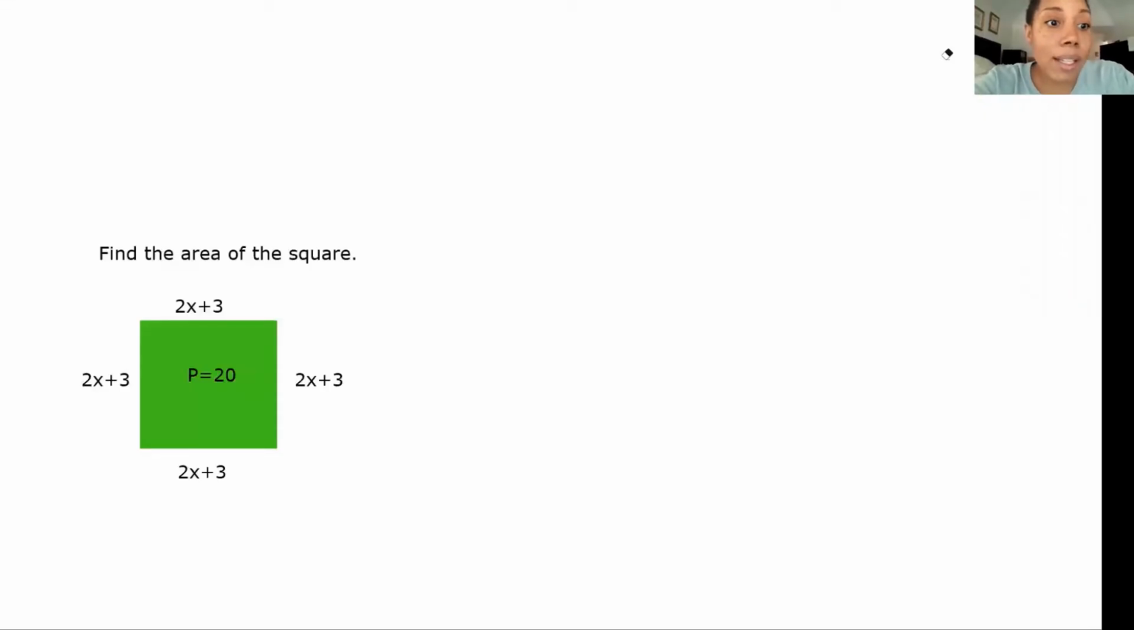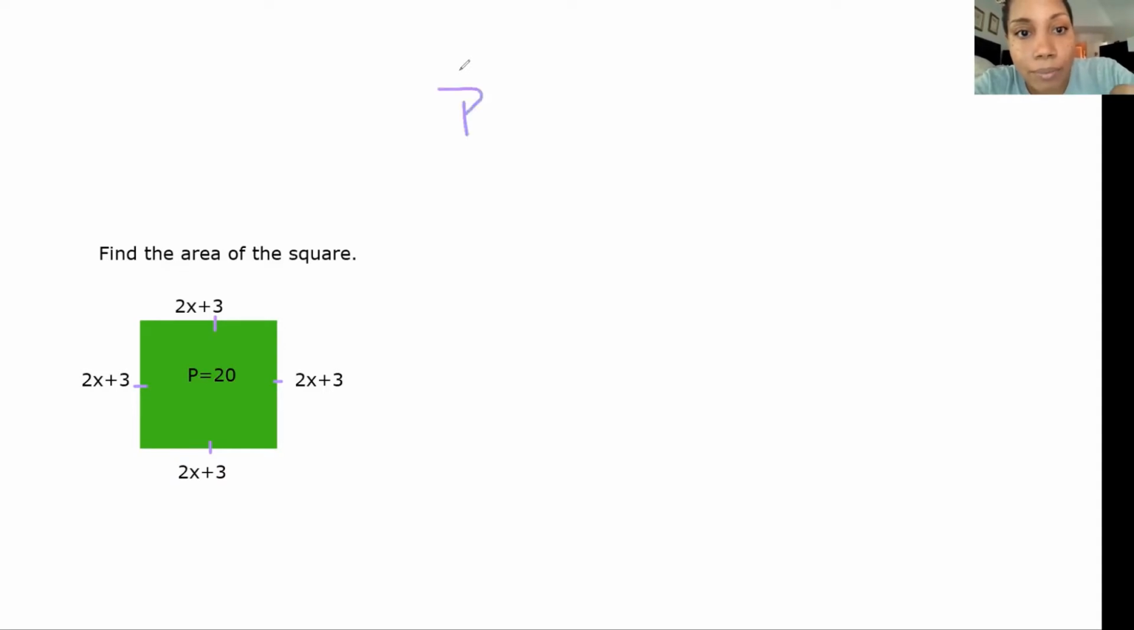Today, we're going to find the area of the square. First thing we need to do is find out what the length of each of its sides are. Now we know that a square, each of its sides are equivalent. That's why we have 2x plus 3 for each of the sides.